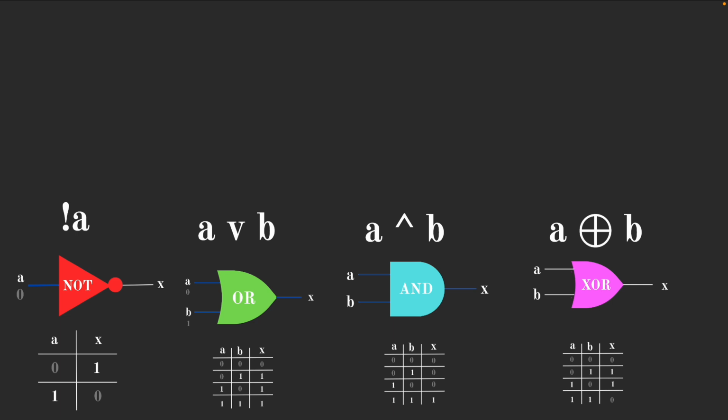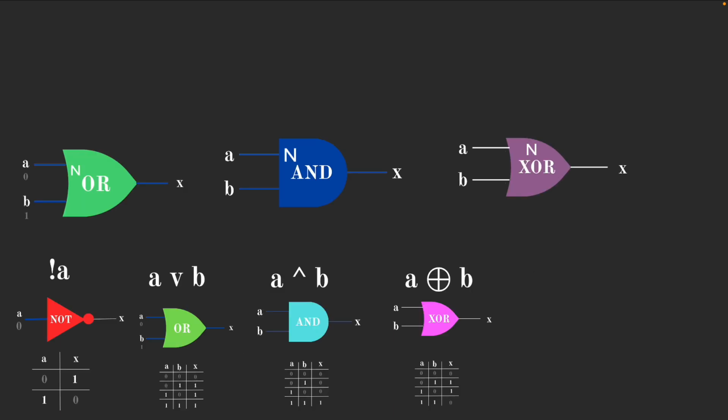And all these logic gates have their inverse counterparts: NOR, NAND, and XNOR, where you just invert the outputs of all of these logic gates.